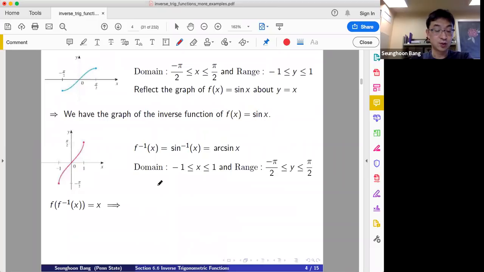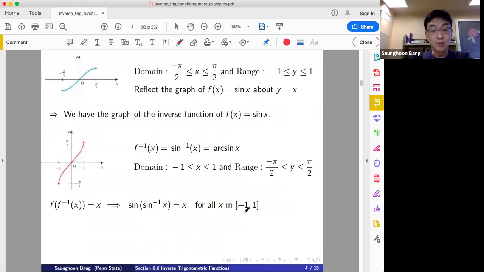I'm going to use the cancellation equation: f of inverse of f of x equals x. You can replace: the function f is sine, and the inverse of f is inverse sine. We have sine of inverse sine of x is itself, x. What does it mean? Sine and inverse sine cancel.